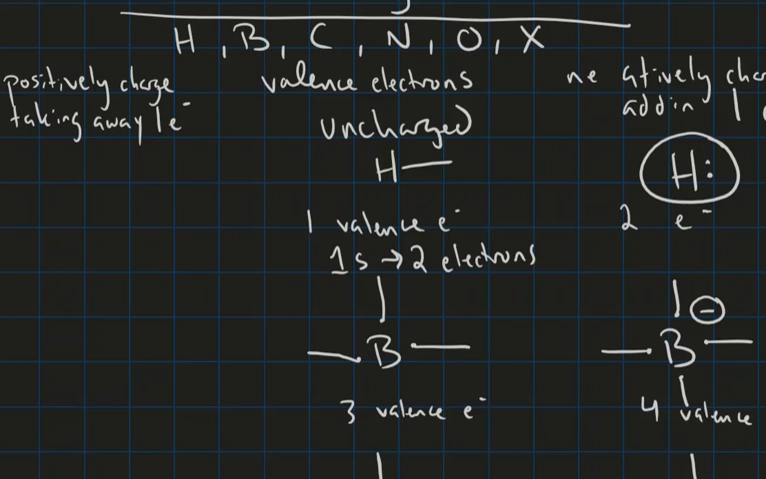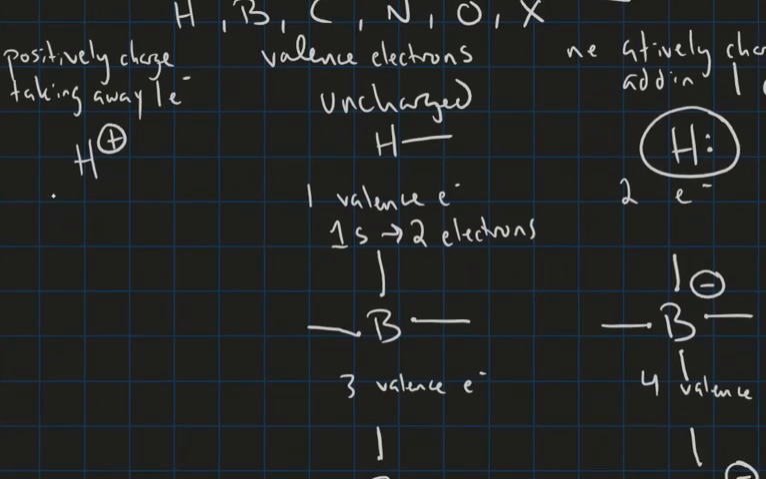So for hydrogen, we only started with 1 electron, right? So what is this going to look like? We're going to just take it away. It's just going to be a proton. It's almost not even hydrogen anymore. It's literally just a proton. So we have 0 valence electrons.